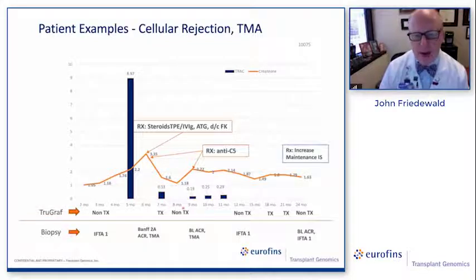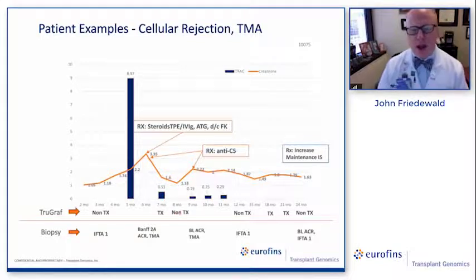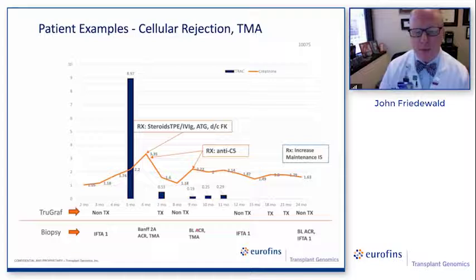But again, a month later, a follow-up TruGraf test, and I'll show you the value of follow-up testing after a rejection episode, the TruGraf is back to being non-TX. The creatinine went back up again. Another biopsy was done showing borderline acute cellular rejection and persistent thrombotic microangiopathy. Interestingly, at this time, the cell-free DNA was down now at a very low level. The patient was treated with anti-C5 therapy. Serum creatinine stabilized and continued to improve over the time.